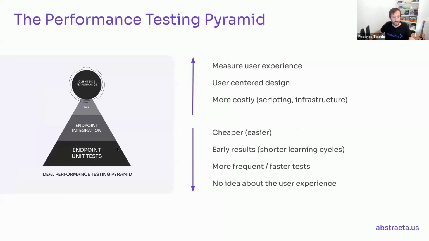And what I will comment here is similarly to the test automation. When you go down in the pyramid, the tests are cheaper, the results you can get them earlier, so the learning cycles are shorter. You can run the tests more frequently because they are also faster, which is better for continuous integration, right? And the limitation is that you won't have any idea of the user experience, which in many cases is the main goal of the performance test.